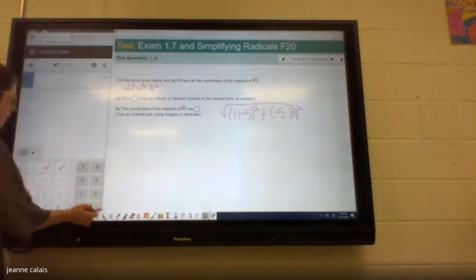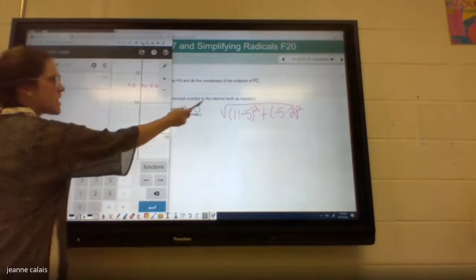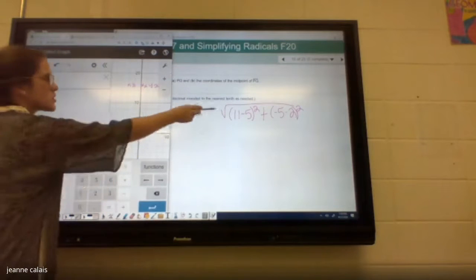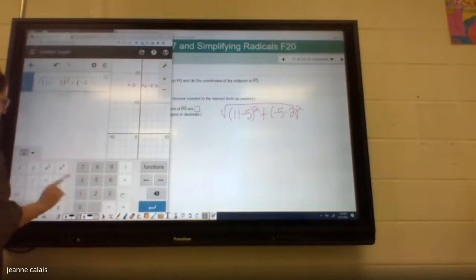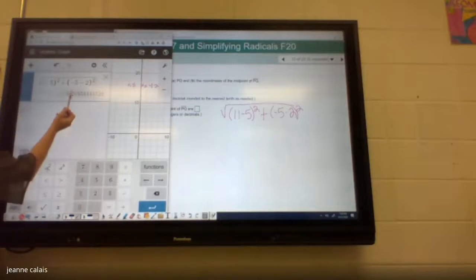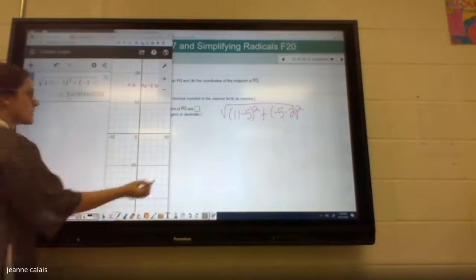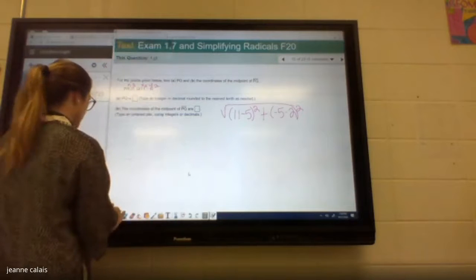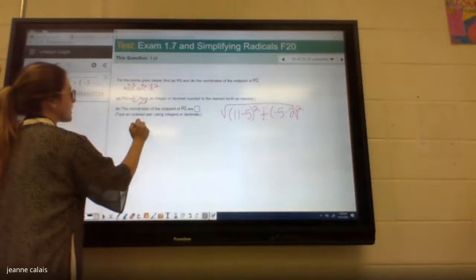All right, so I'm going to go over to Desmos, and I'm going to put it all in because it did say to round to the nearest tenth. So that's good. So I just take what I set up, and I put 11 minus 5, close square, plus open -5 minus 2, close square. All right, so round to the nearest tenth, that means I look at the second digit, it's a 1. So that means I'm going to leave it alone. So my distance is 9.2.